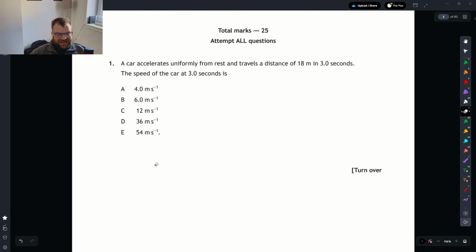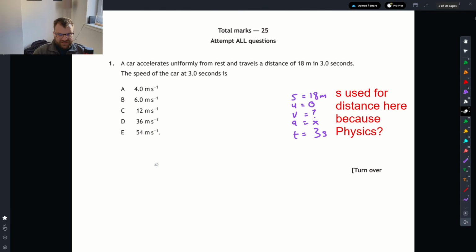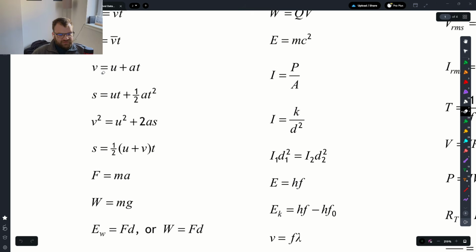This question is asking us about a car accelerating uniformly from rest and traveling a certain distance in a certain time, and asking us for the final speed. If we look at what information we've been given, we have been told the distance, the initial speed, and the time. Of all the relationships in the relationship sheet, the one that does not have acceleration, that does have the things we know, would be half of u plus v over t.